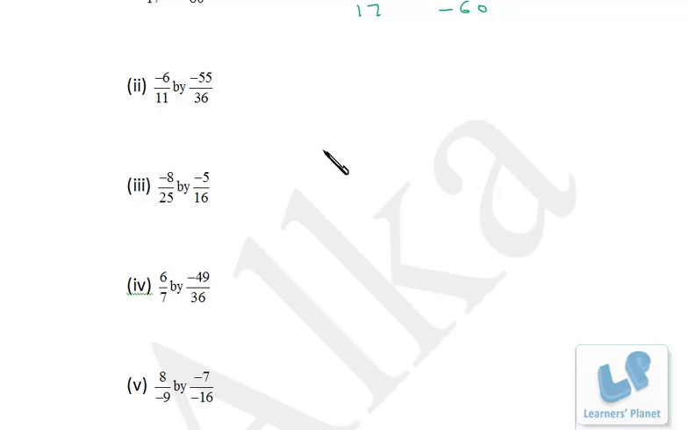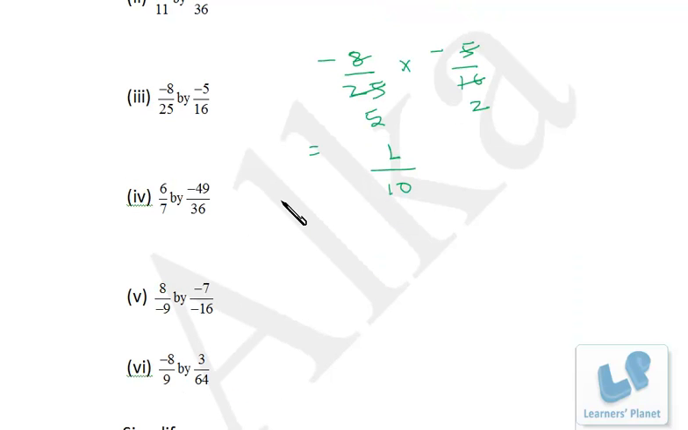Now suppose I have this minus 8 by 25 into minus 5 by 16. Now minus you can eliminate. After that, this is 25. So 5 into 5 is 25. This is 16. So 8 2s are 16. Now in the numerator we have just 1 with 2 negative signs, and 2 negative signs will produce positive sign. So it's just 1, and this is 5 into 2, 10. Okay, become very simple.